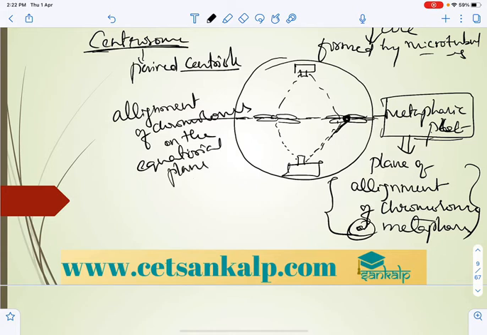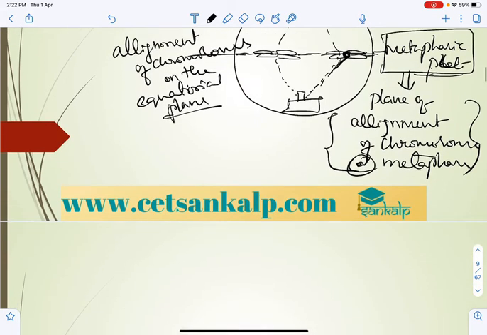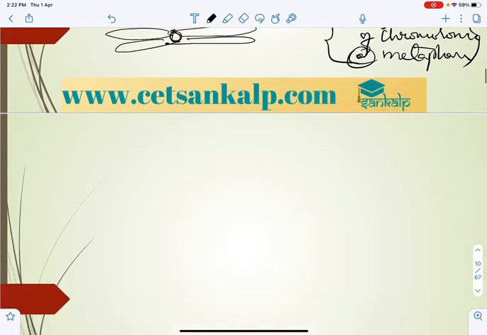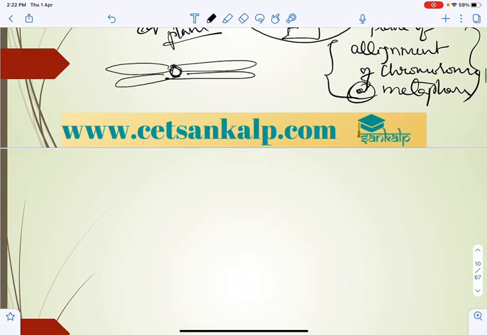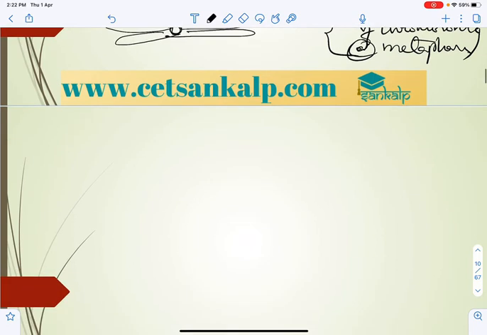After alignment, that is where exactly the chromatids can be studied. Those chromatids with the centromere, that structure can be studied easily. From each pole, the spindle fibers go and attach to the chromosomes, and they pull and align the chromosomes. So next, the third one, anaphase.